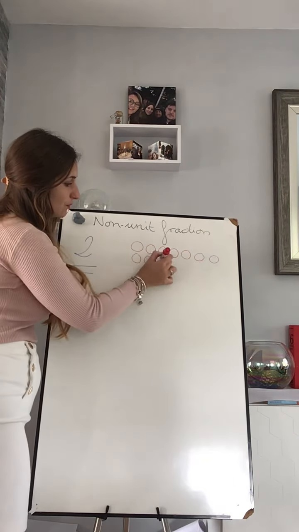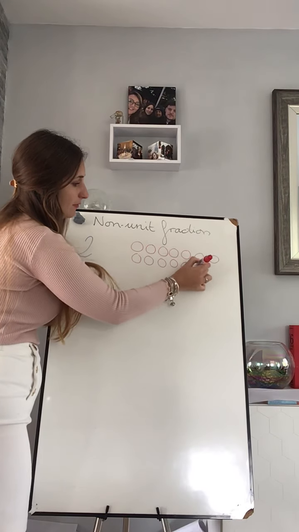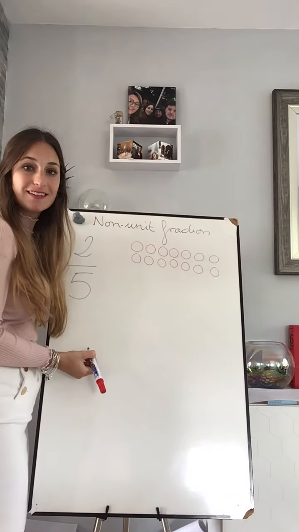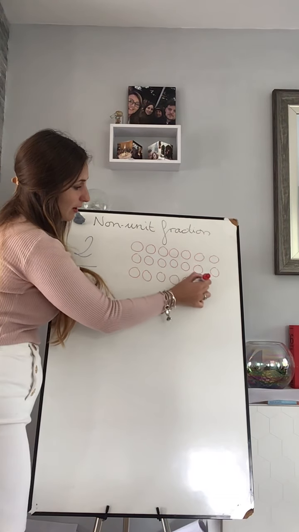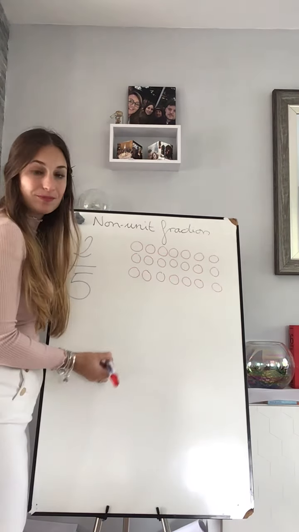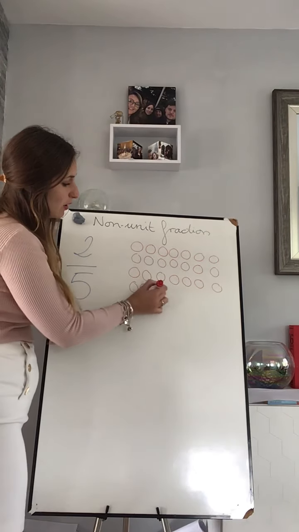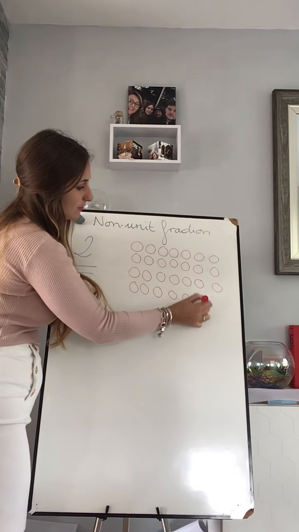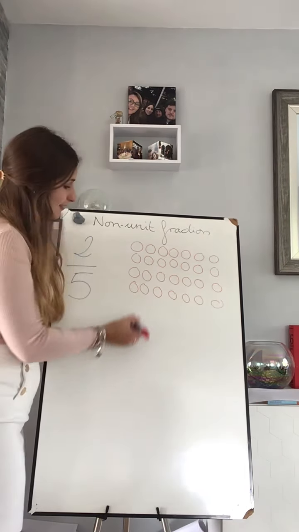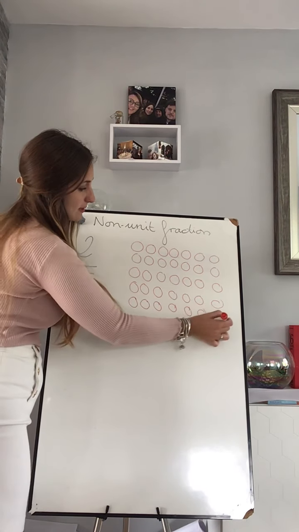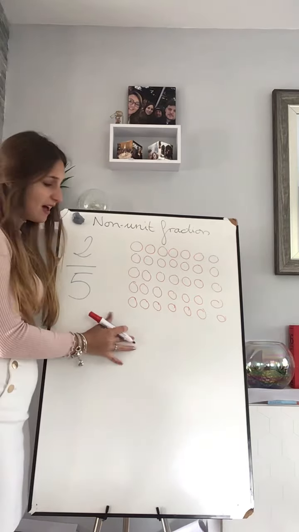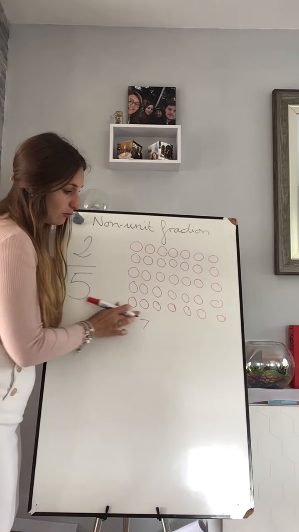1, 2, 3, 4, 5, 6, 7. Again, 1, 2, 3, 4, 5, 6, 7, and so on for each row. So I have a row of 7.